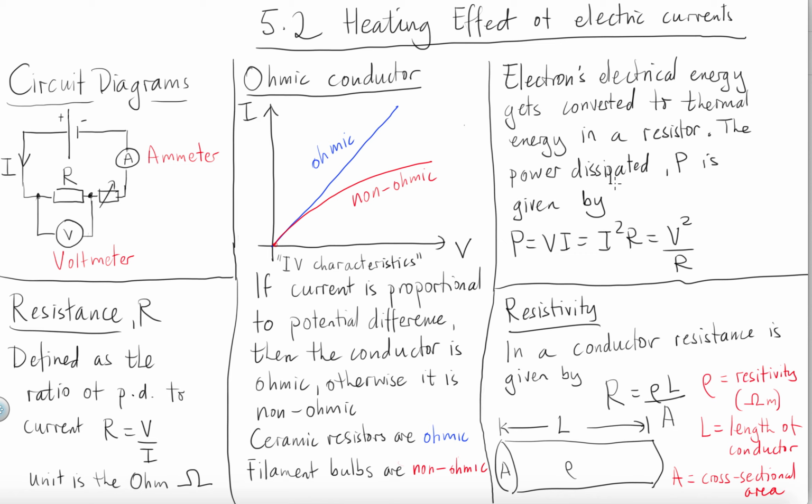So we say the power dissipated, capital P, is simply, and I won't do the definition, voltage times the current. And there are two other forms of this expression. The power dissipated can also be the square of the current times resistance, or the square of the potential difference divided by resistance.